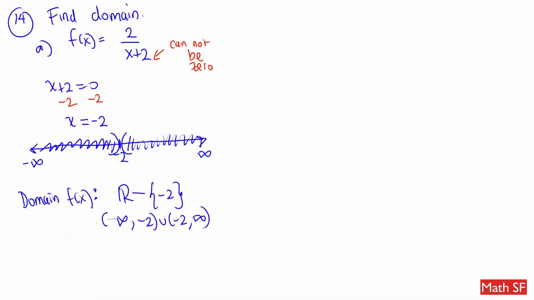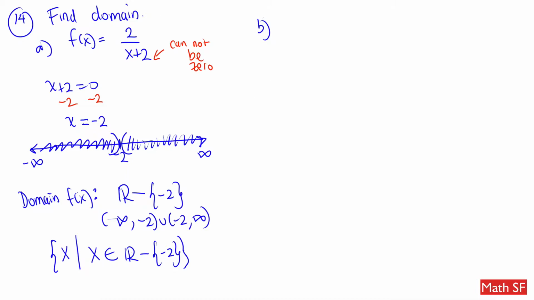Now, you could have written this in set builder notation, such as the domain of f of x is all the values of x such that x belongs to the real numbers except -2. Or you could have just put x such that x belongs, and you put the interval there. So that's your domain for the first part.